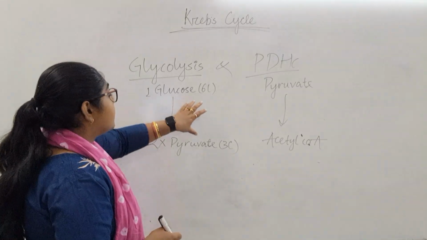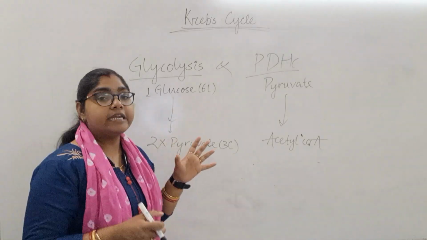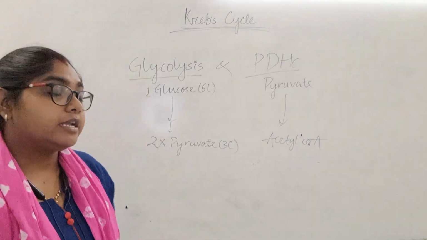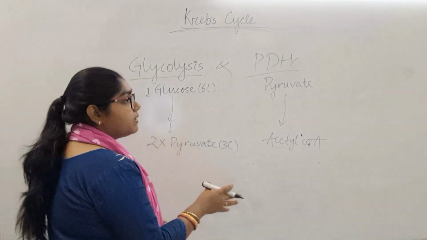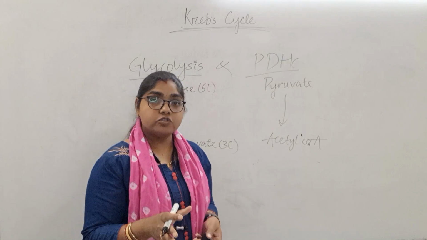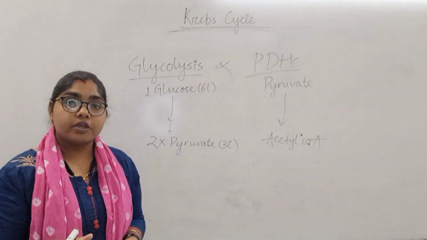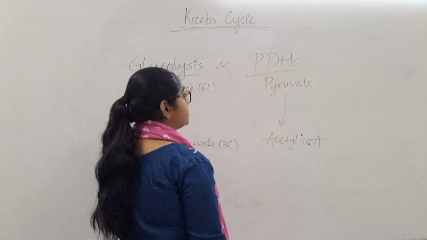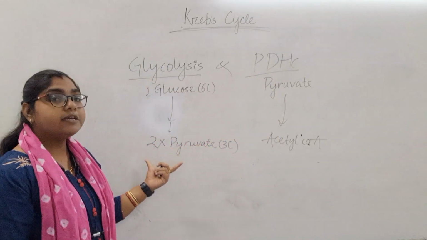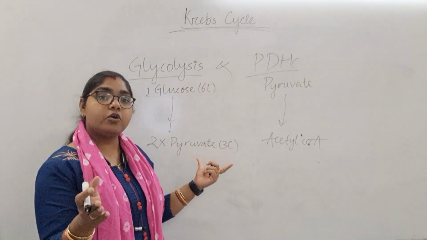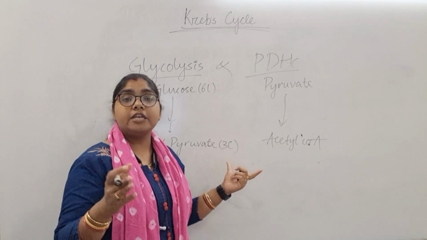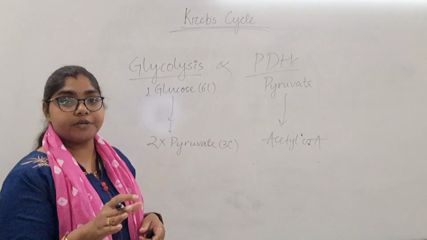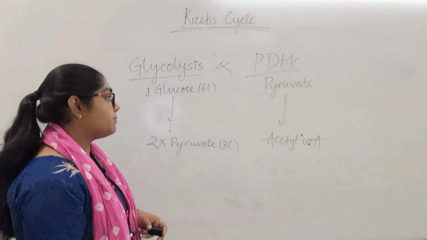Now, this glycolysis is independent of oxygen. It does not depend on the availability of oxygen. It can occur in both aerobic and anaerobic conditions, and it can take place in both eukaryotic and prokaryotic organisms. And in the pyruvate dehydrogenase complex, this pyruvate behaves differently depending on the availability of oxygen and the requirement of our body. That we have already discussed in our last video.